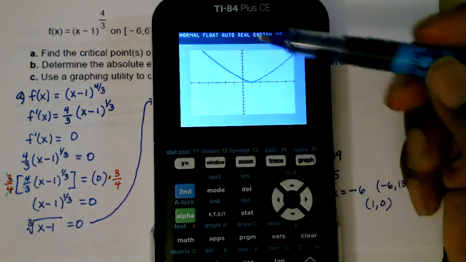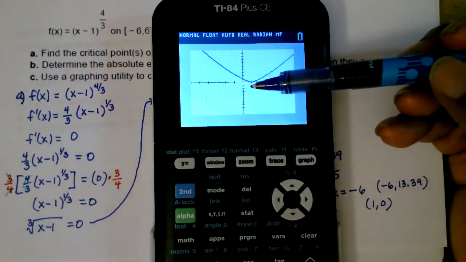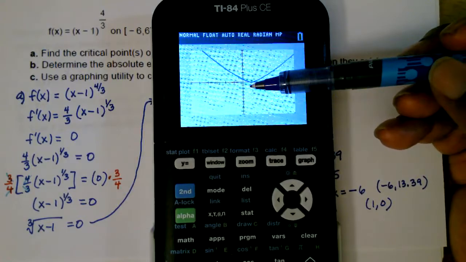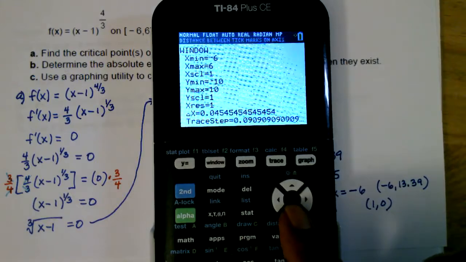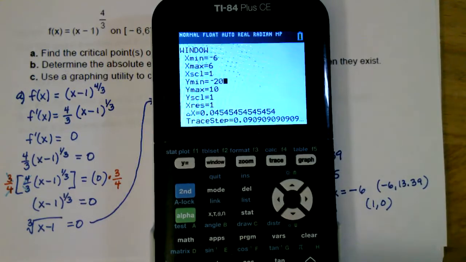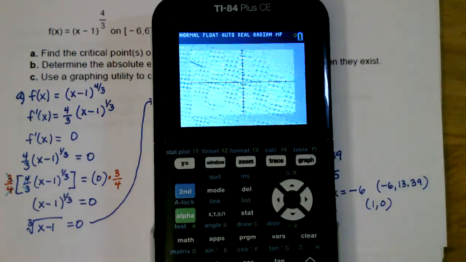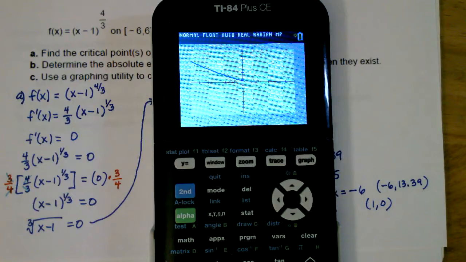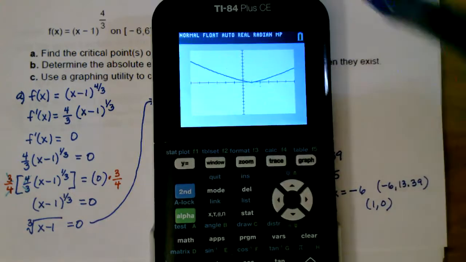So pretty much you can see what the absolute min is going to be at 1, 0. Now, if I change my window a bit, let's see. If I let that Y min be -20 to 20 in increments of 2, you can see what's happening here. Because as you can see at -6, it's going to be 13.39.